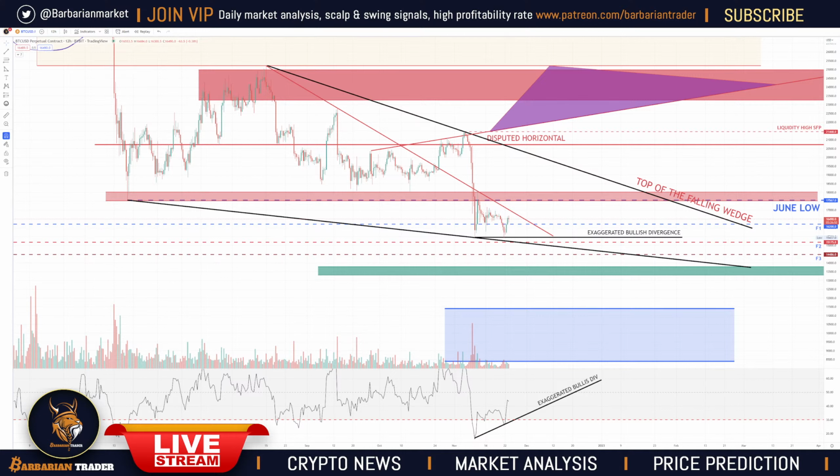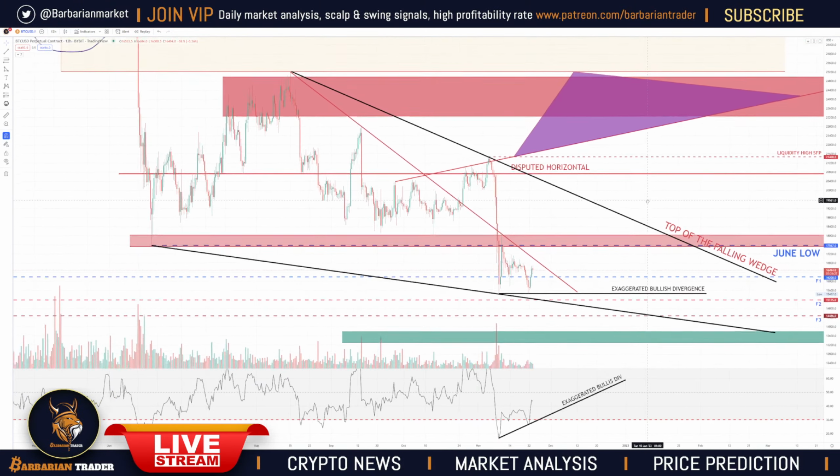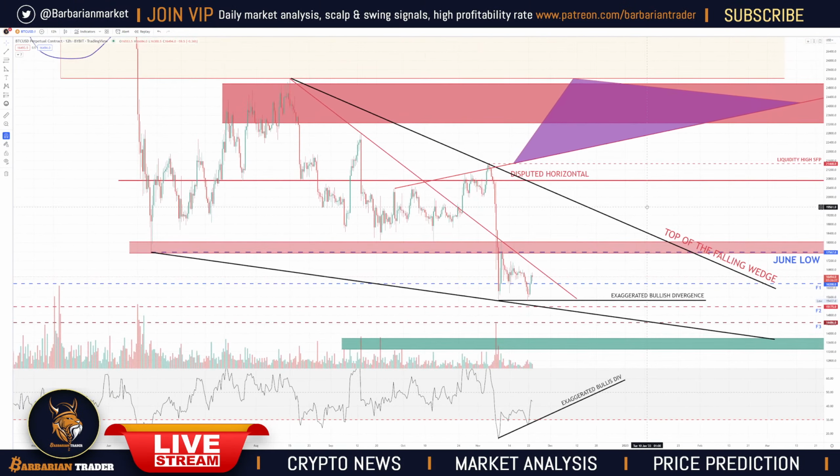So let's dive in and start with the 12-hour chart. On the 12-hour chart, first of all, let's discuss these nice bullish signals. Let me zoom in. First of all, I talked in my last video about the falling wedge, and I recommend you see it if you have not seen it yet. And now I want to show you something only for the Barbarian family.